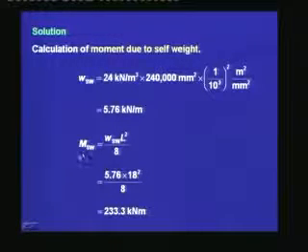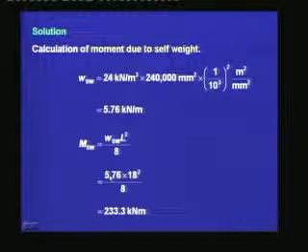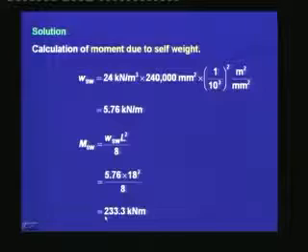The moment due to the self weight MSW is equal to the weight times the span square divided by 8. The span is 18 meters and the self weight is 5.76, and after substituting the values, MSW is equal to 233.3 kilonewton meters.